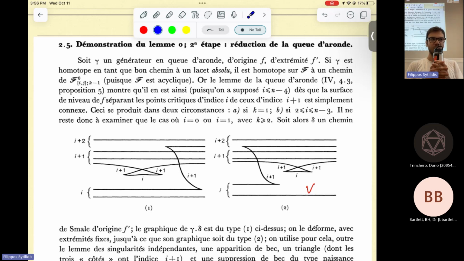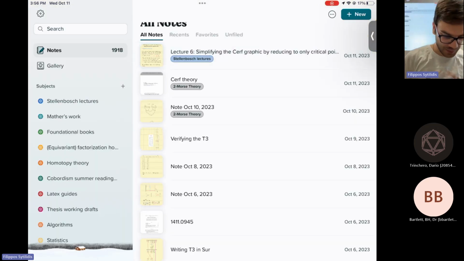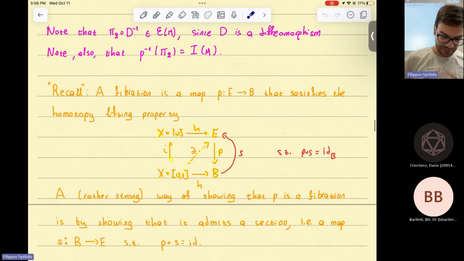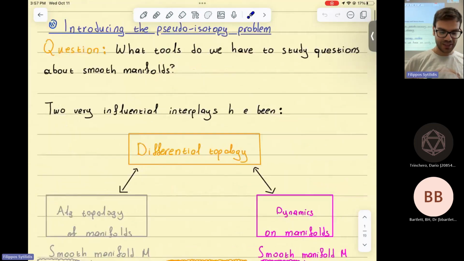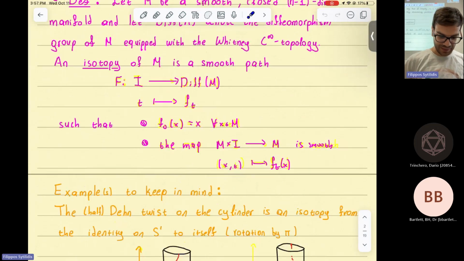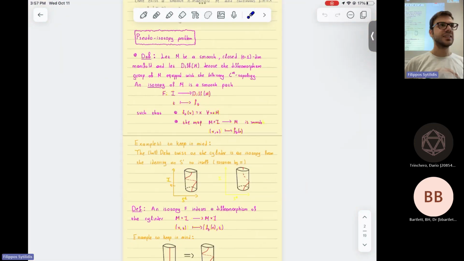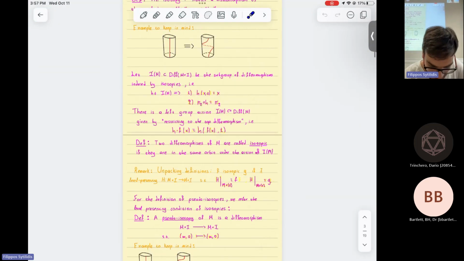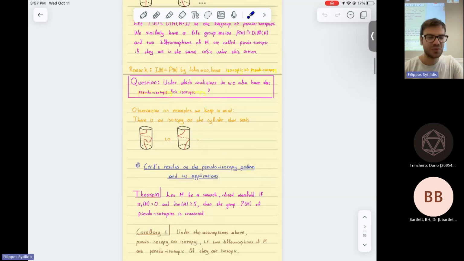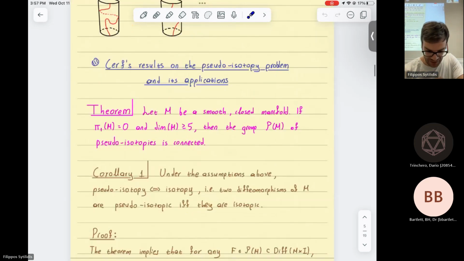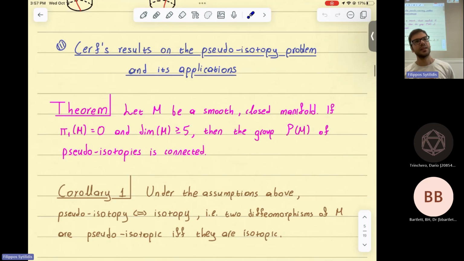Why don't you go back to the very first slide where you stated the pseudo-isotopy theorem? Do you want the pseudo-isotopy problem, or what do you want? I don't know, the theorem, at least. Because now we've essentially proved a certain theorem, right? Well, I mean, we've reduced the proof to something. Yeah, but that's the theorem.